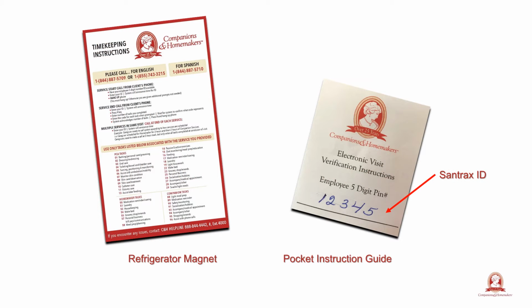All Medicaid-funded clients have been provided with a refrigerator magnet that provides phone verification instructions and task ID numbers. You should also have a pocket instruction guide which includes your 5-digit personal identification number written on the front, also called your Santrax ID, as well as phone verification instructions and a list of task ID numbers. Your 5-digit Santrax ID or PIN number was sent to you in the mail. If you do not have your 5-digit Santrax ID number, you can obtain it by calling your branch office.